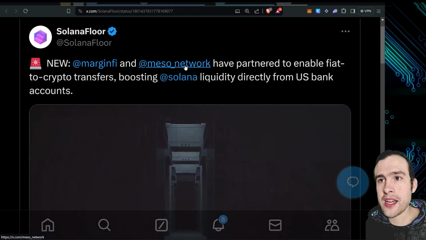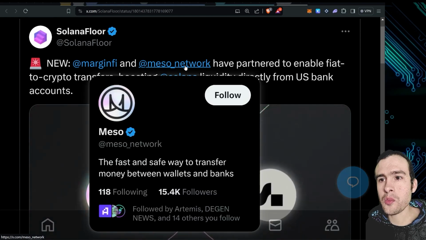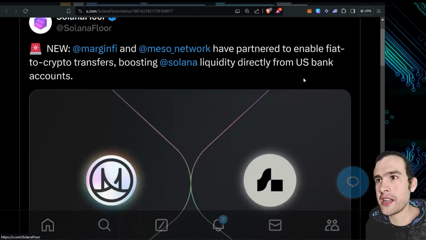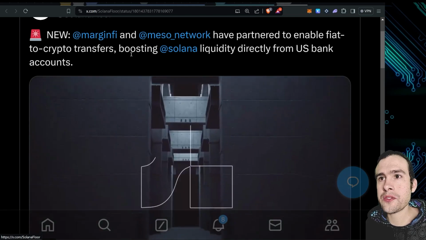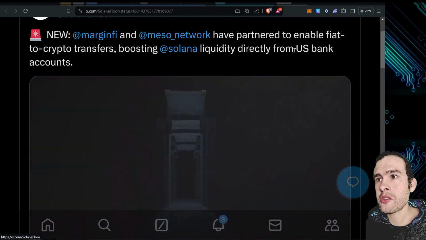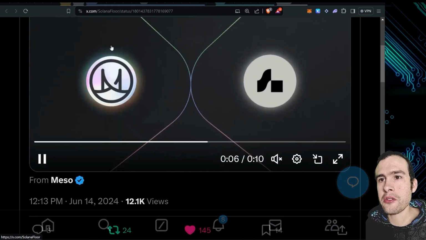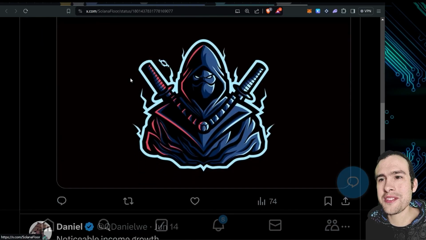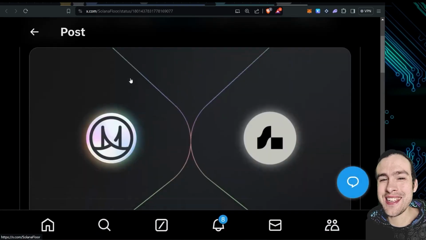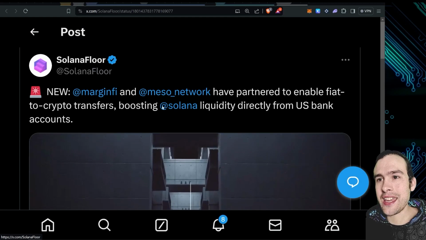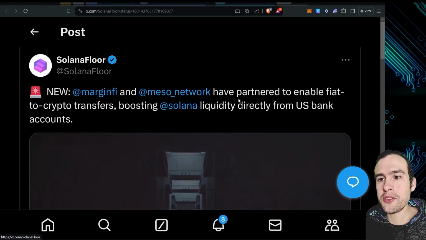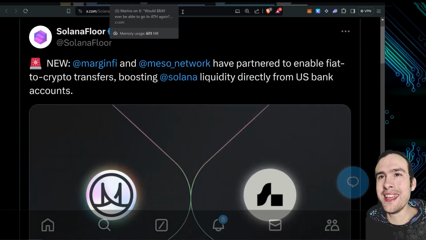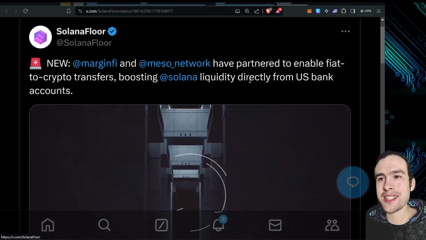So you can see here a fast and safe way to transfer money between wallets and banks. So there you go, they have partnered to enable fiat to crypto transfers, boosting Solana liquidity direct from US bank accounts. So if you're a US bank account holder, then yes, this is something that is pretty cool. No good for me, but if you're a US resident, then it's good for you.